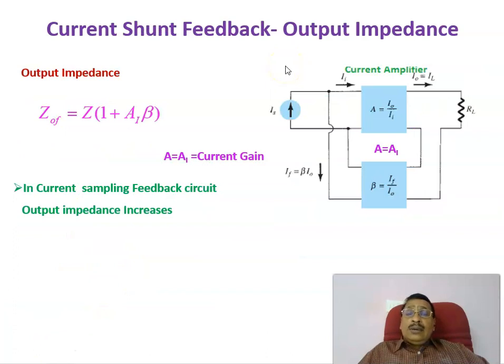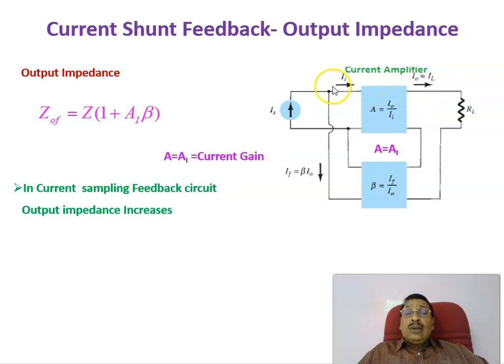One more feedback topology is the current shunt feedback. In current shunt feedback, the sampling is current and the mixing is shunt. This is the type of sampling and this is the type of mixing. We sample the current from the output, and shunt mixing means current is mixed at the input side as well. That is why for this amplifier, the output is a current and the input is a current.